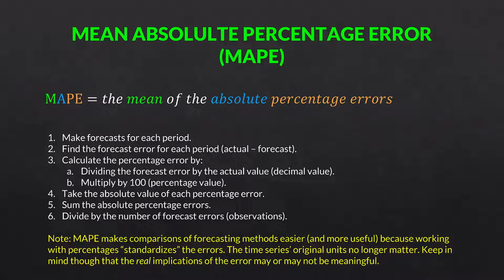So remember, in previous forecast accuracy measures we did in this playlist, we were using the original units of the time series. In this case, it's dollars, but it could be almost anything. Therefore, the forecast errors and the forecast accuracy measures are influenced or determined by those initial units. However, using percentages alleviates that issue. So the time series' original units no longer matter. Keep in mind, though, that the real implications of the error may or may not be meaningful.